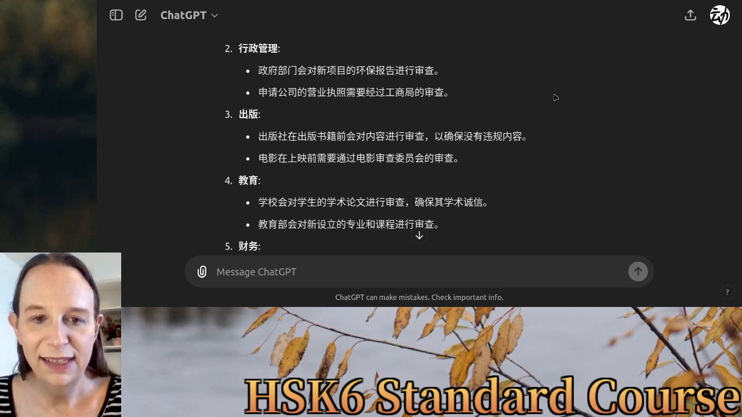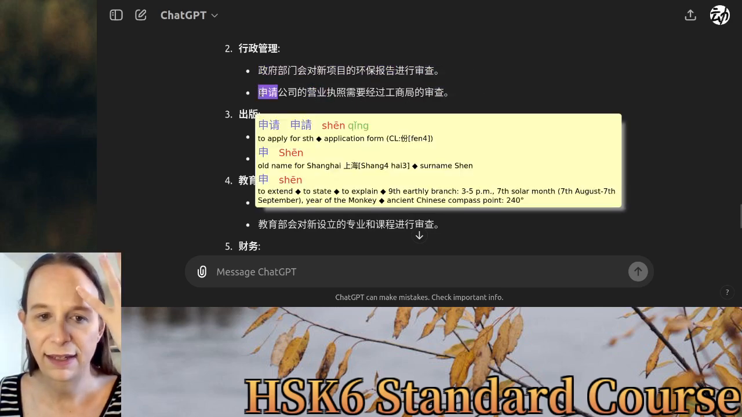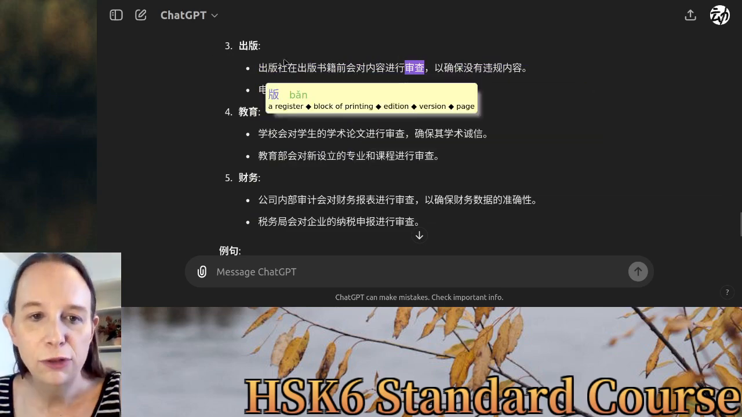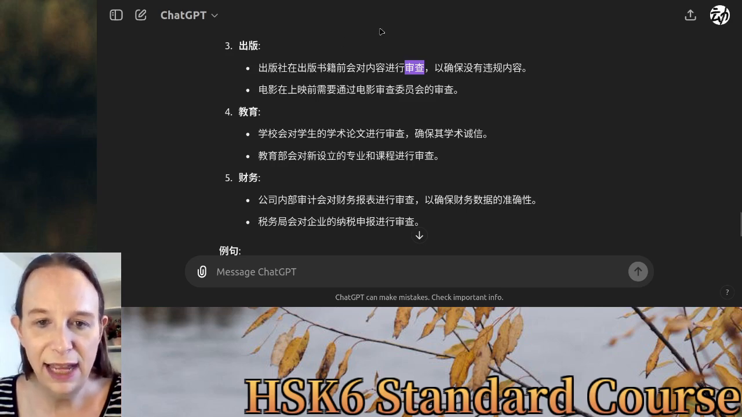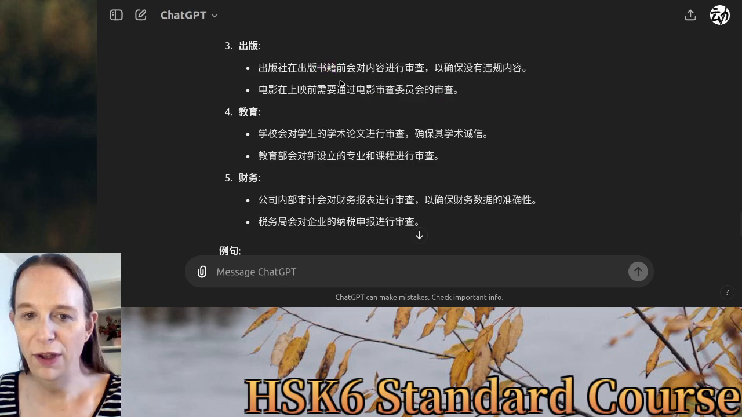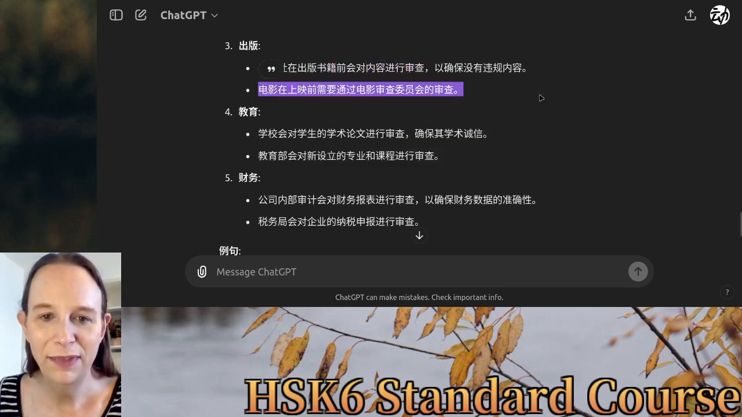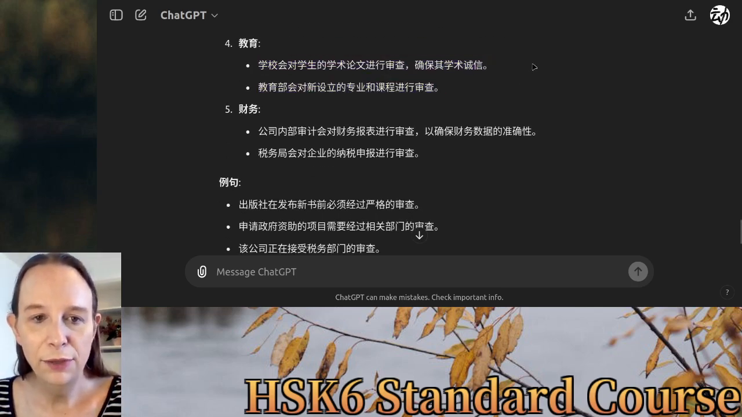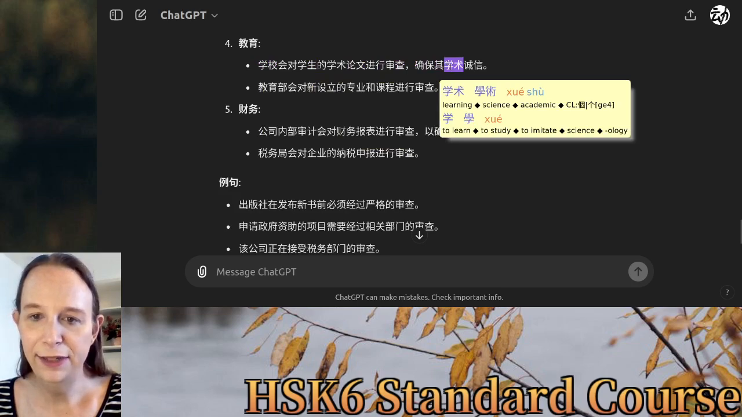政府部门会对新项目的环保报告进行审查. So you're approving reports, approving applications, inspecting and approving or not approving reports. 出版社在出版书籍前会对内容进行审查. So the work's content will need approval. You will be required to go through it and go, oh yeah, nothing fishy there. 教育: 学校会对学生的学术论文进行审查. So the school, probably a university, will inspect academic papers, 确保其学术诚信.